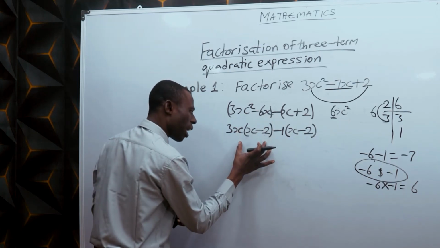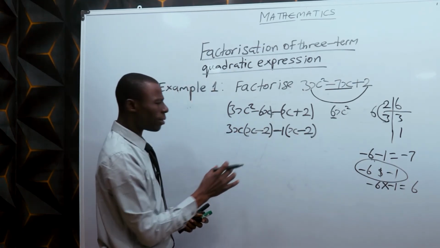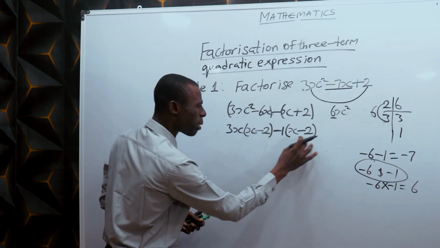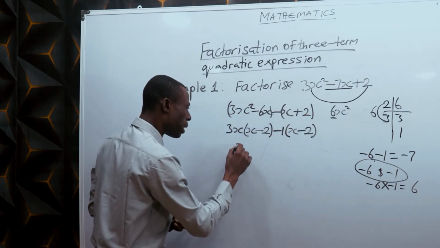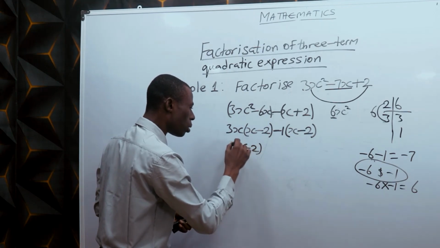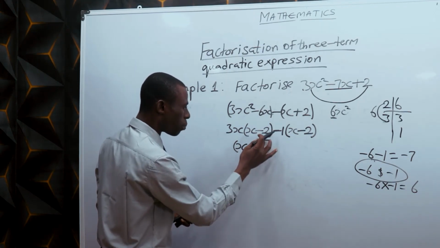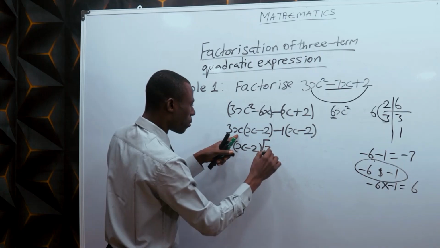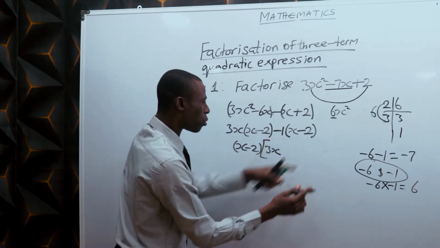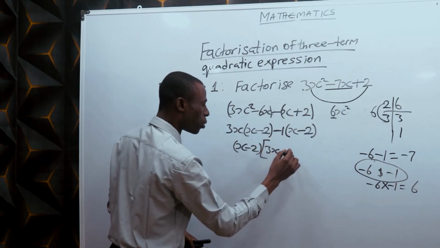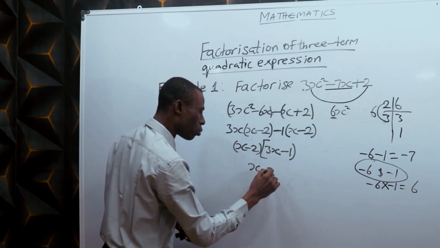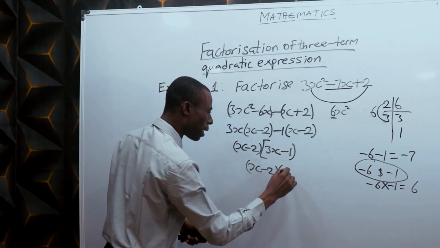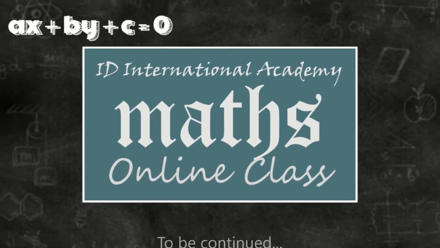Now, between this term and this term, what is common? x minus 2 is here, x minus 2 here. That means x minus 2 is common to them. So we bring it out. x minus 2 is brought out of this, leaving us with x. x minus 2 is brought out from here, leaving us with what? 1. So your final answer is x minus 2 into 3x minus 1.